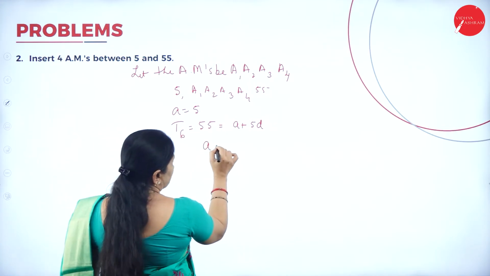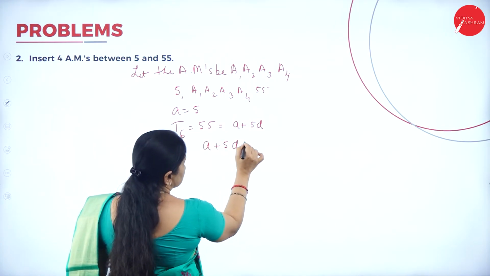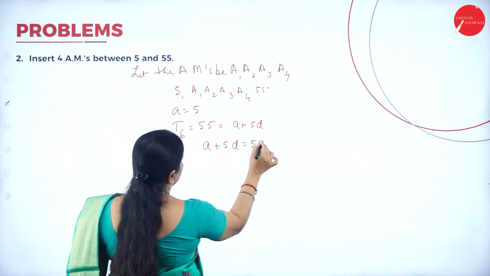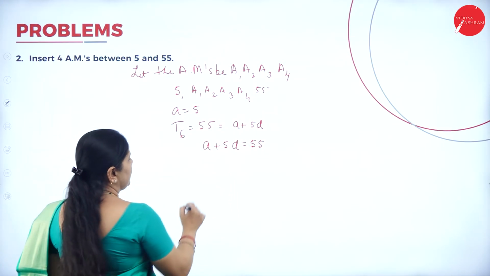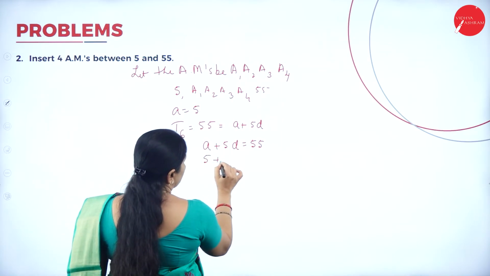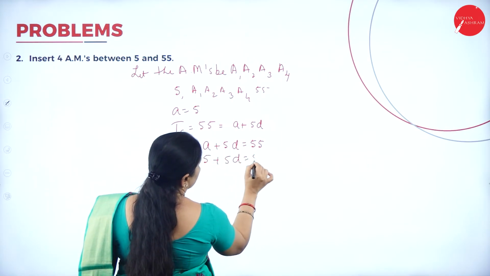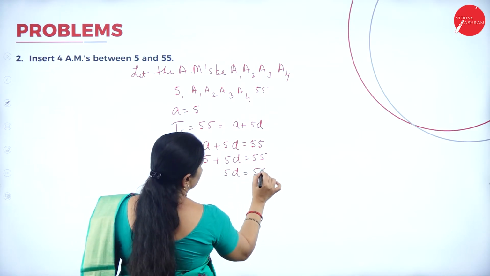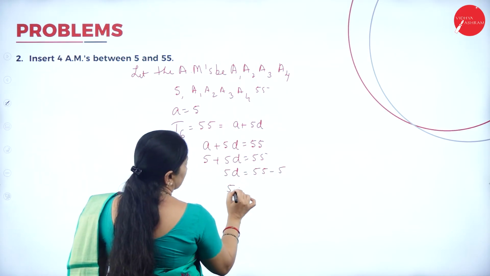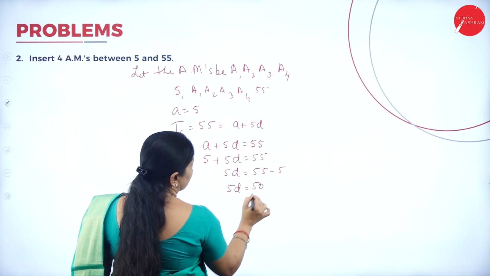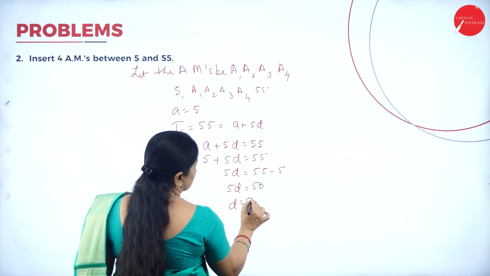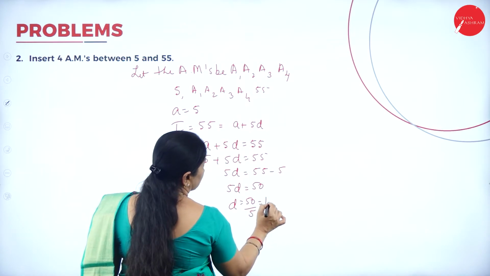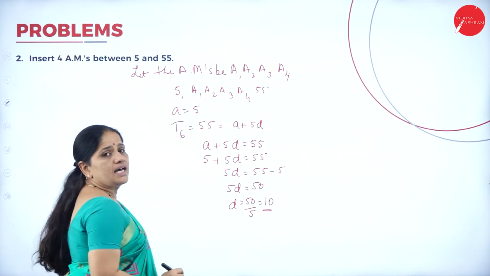So I will rewrite it as A plus 5D equals 55. But I know the value of A is 5. So 5 plus 5D equals 55. 5D equals 55 minus 5. 5D equals 50. D equals 50 by 5. That is 10 is the answer.